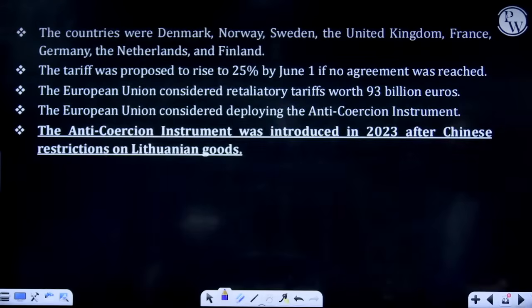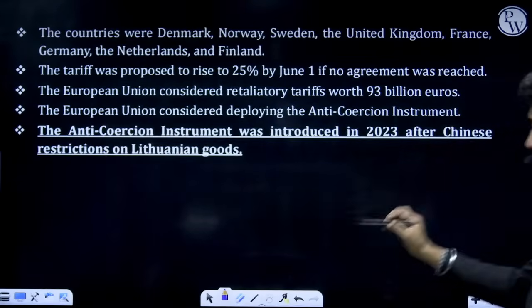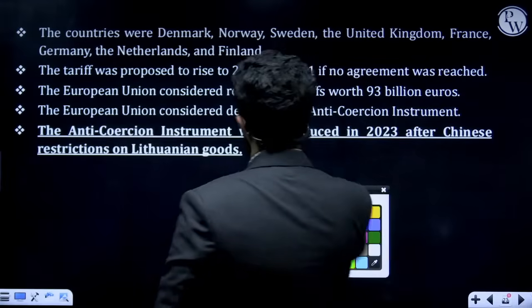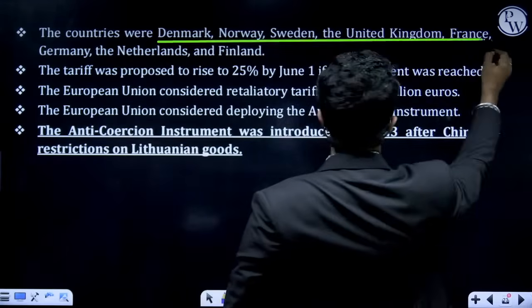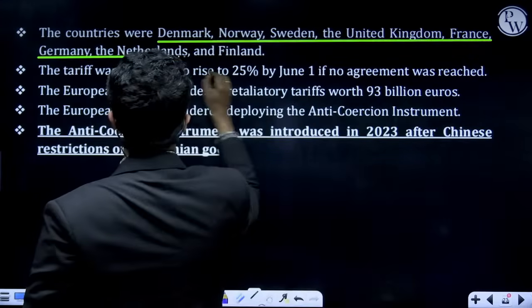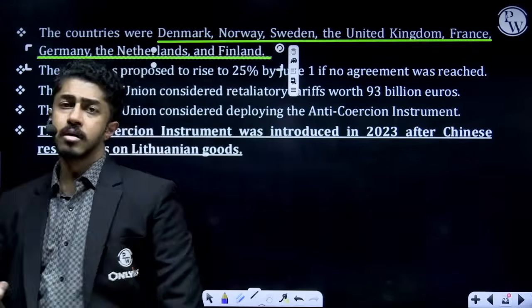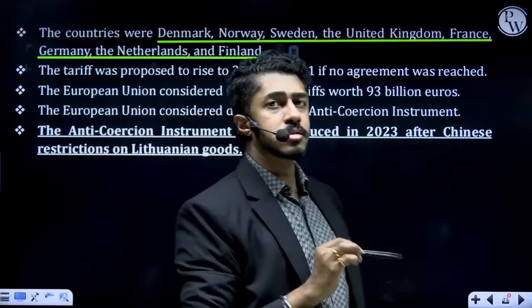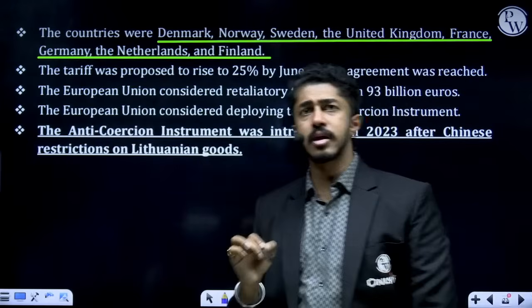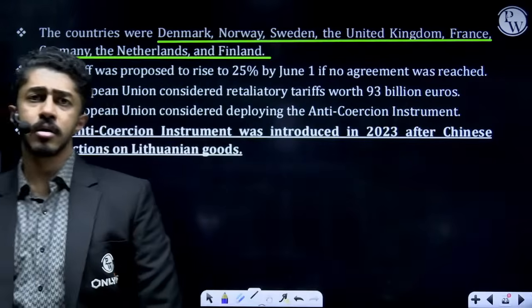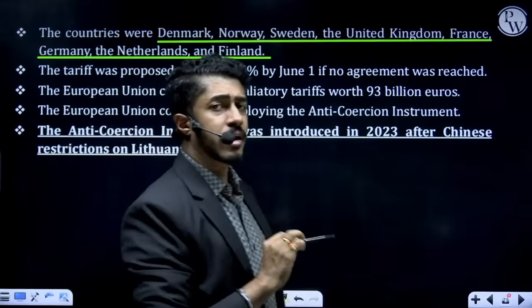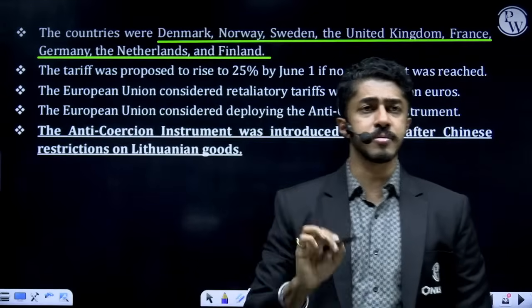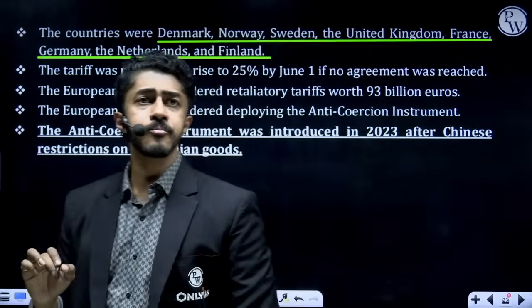Moving further forward, the countries were Denmark, Norway, Sweden, UK, France, Germany, Netherlands and Finland. Please mark these countries. I just finished explaining it. The reason is rare earth elements. Nothing else other than that.